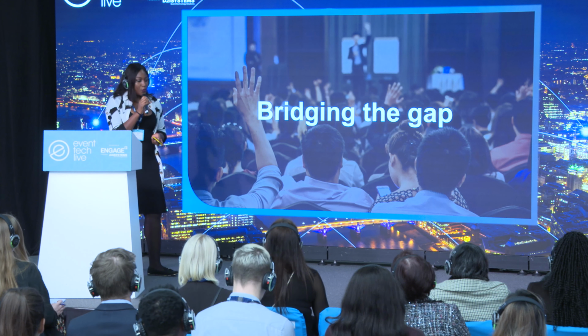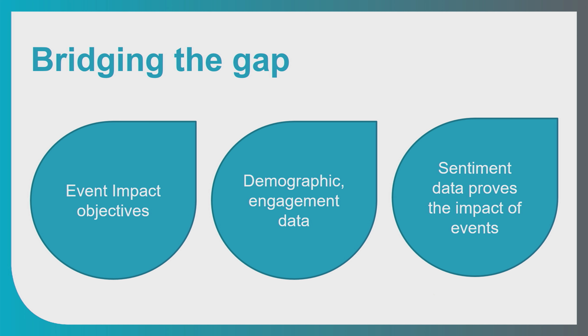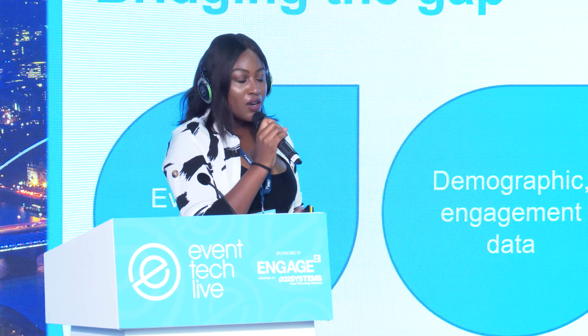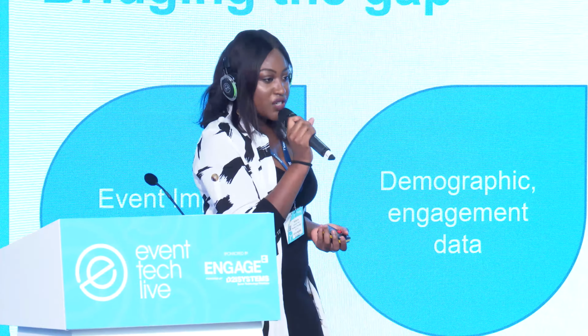Now, we've talked about setting your impact objective, and we've talked about what that would look like in a company. We've also talked about collecting your demographic and your engagement data to understand who your attendees are, what they did, and when they did it. What I really wanted to stress is that as we're moving to a place of trying to measure the impact of our events on the company, your sentiment data is the bridge that gets you there. So ramping up the number of impact questions you put in your survey is really going to help you go back to the company and say, this is the impact that my events have on the company.